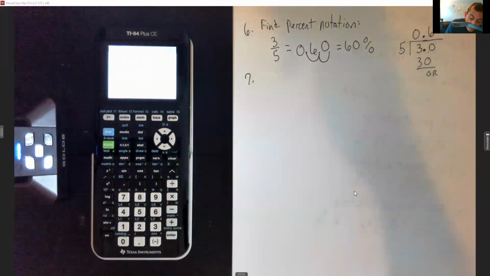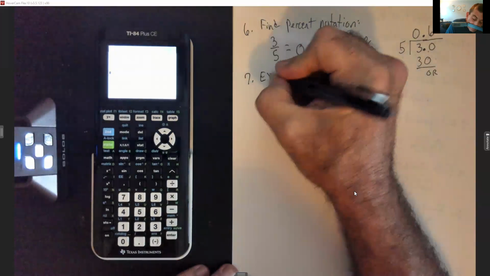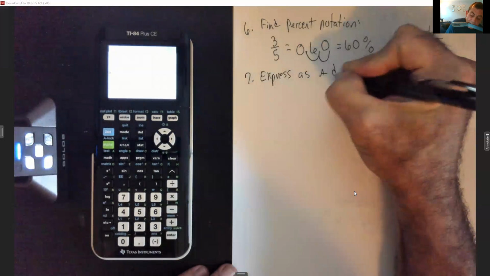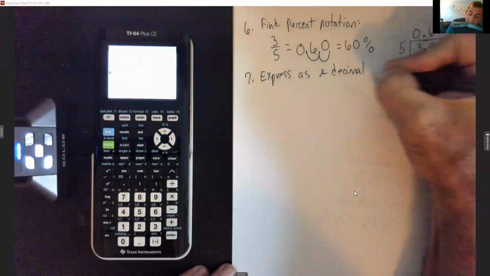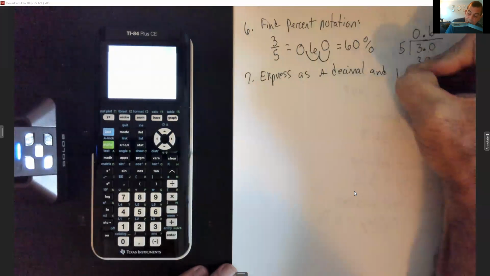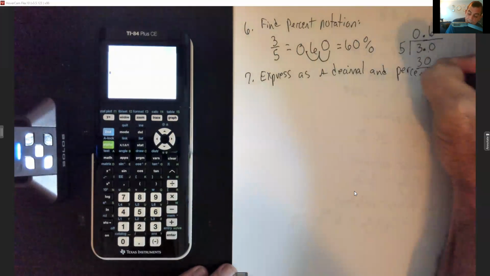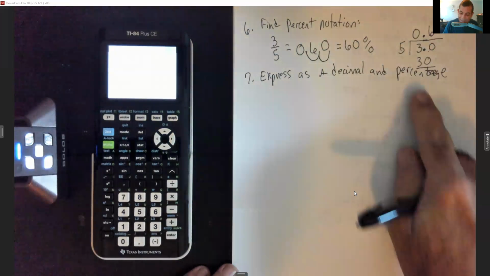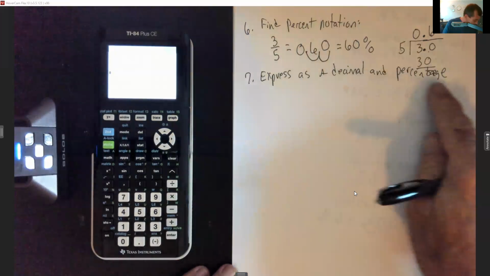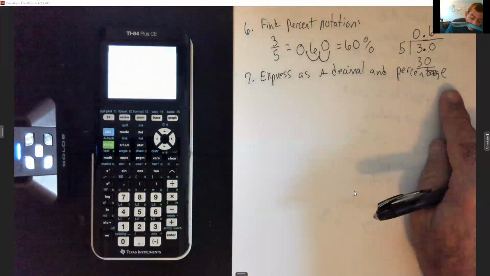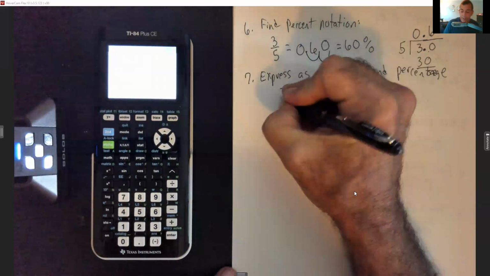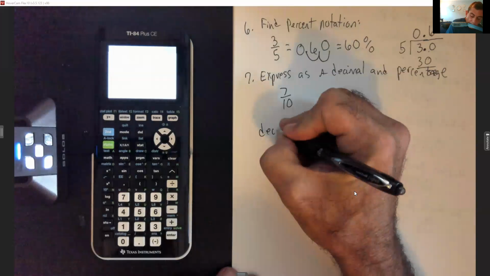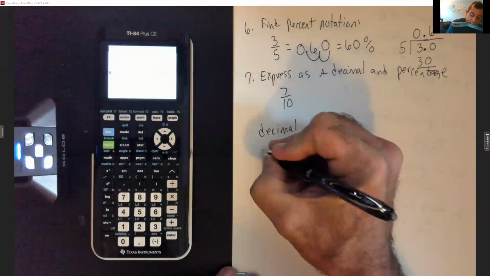All right, this one wants me to express as a decimal and percentage. Okay, sorry, I accidentally ran into that there. But that says percentage. And they're giving me 7/10. So first I'll find my decimal, and then I'll find my percentage.